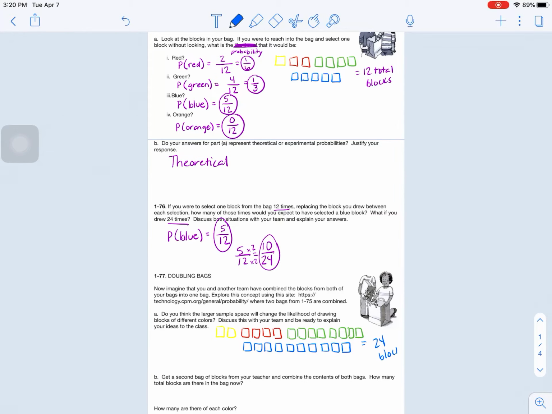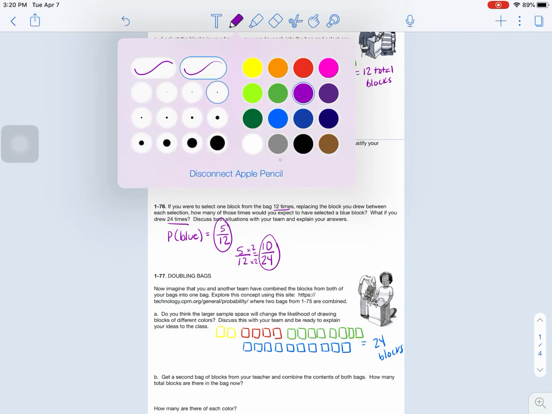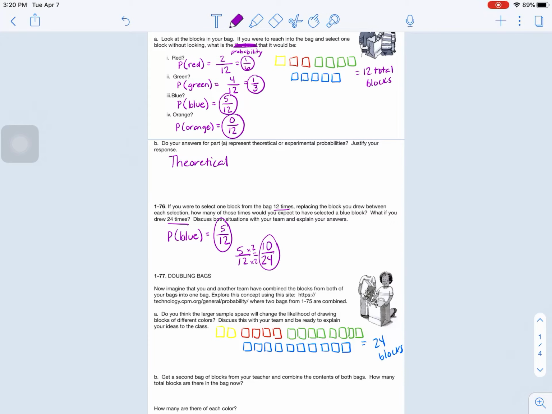Okay, for a total of 24 blocks. Okay, so it says, do you think the larger sample space, so my sample space is what I have in the bag. Before my sample space was 12 blocks. Now my sample space is 24 blocks. Do you think the larger sample space will change the likelihood of drawing blocks of different colors? What do you think?